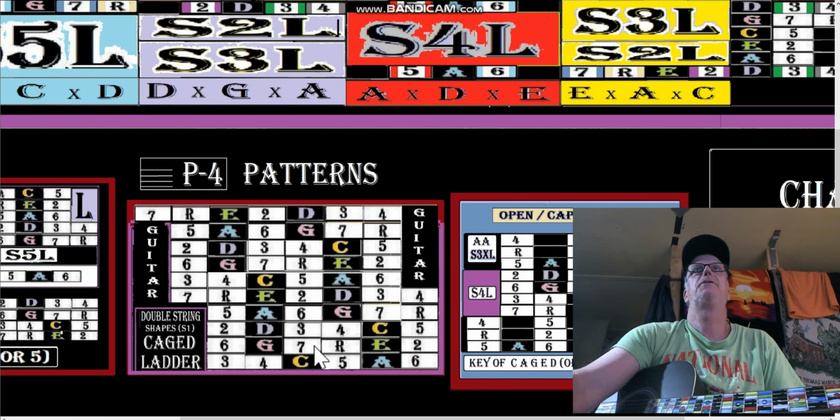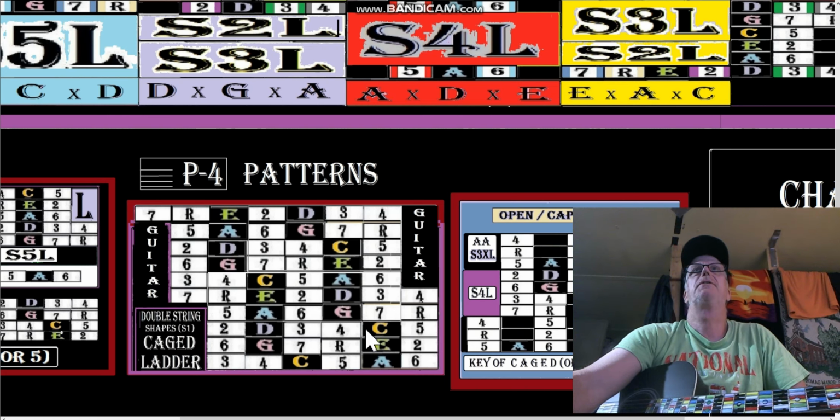So the S4L is 7, root, 2, 3, 4, 5, 6, 7, root, 2, 3, 4. It's right there. And additionally, there are these longer patterns that we could use: 5, 6, 7, root, 2, 3, 4, 5, 6, and then on top of that, it's just an S4L.